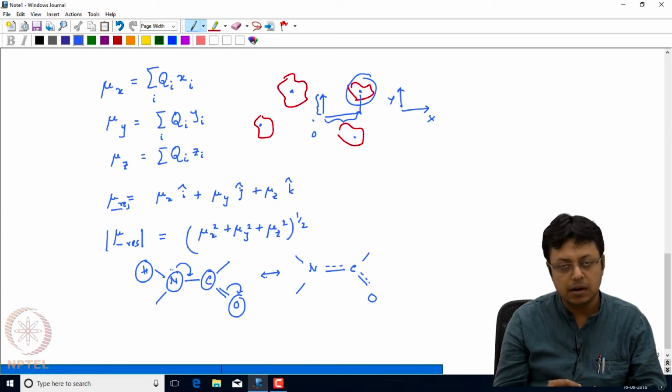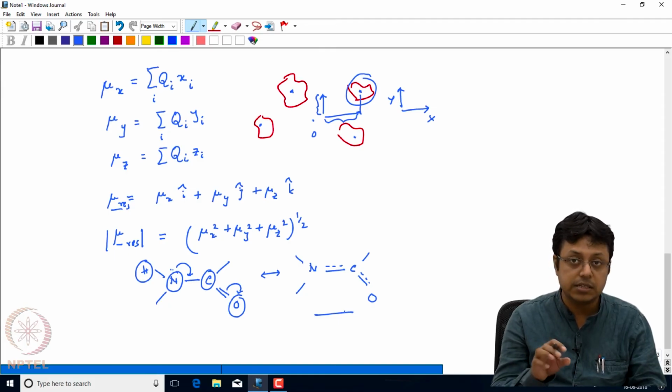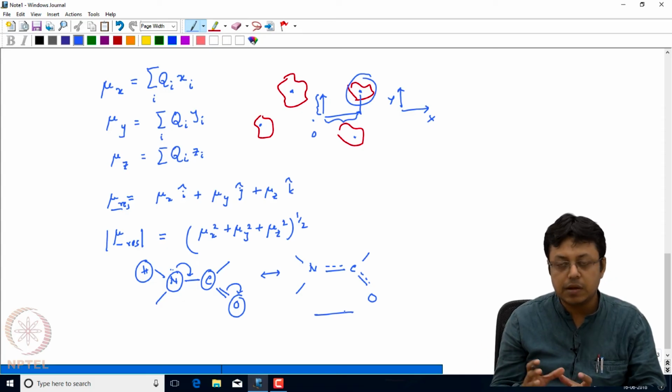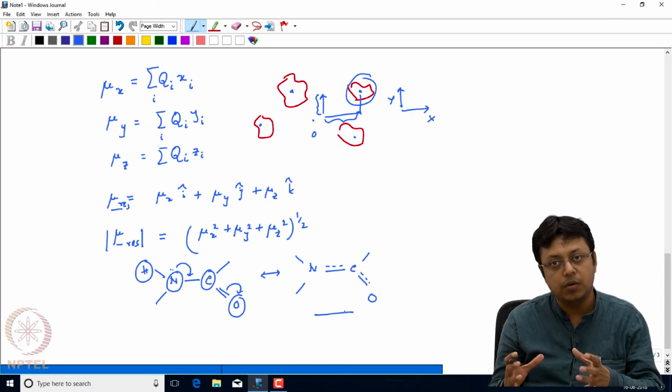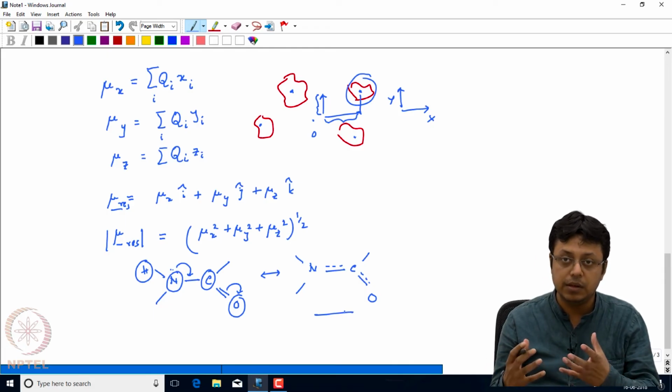So these are resonance structures, and this is a resonance hybrid structure of the amide moiety. You can actually calculate, if you know the partial charges and the position of each atom from a particular origin, the overall dipole moment of the amide bond. And in this way, you can find out the overall dipole moment of a particular group in a molecule. You can also find out the overall dipole moment of the molecule itself.